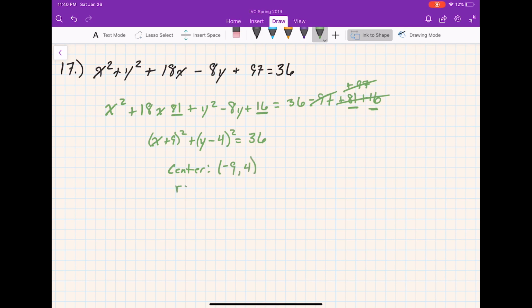And our radius is going to be 6. Radius is 6, which is the square root of 36. So there is our answer for number 17.